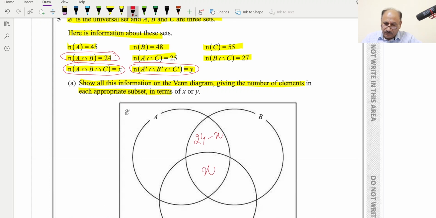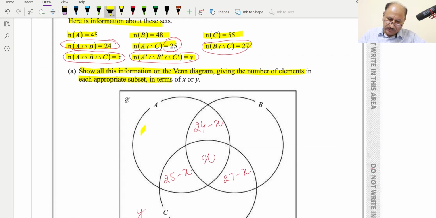And then we can similarly identify A intersection C. A intersection C will be this region, and we have already written X over here. A intersection C is 25, so this area will be 25 minus X. And similarly we can identify this whole region, which is provided with n of B intersection C, which is 27. So this will be 27 minus X.